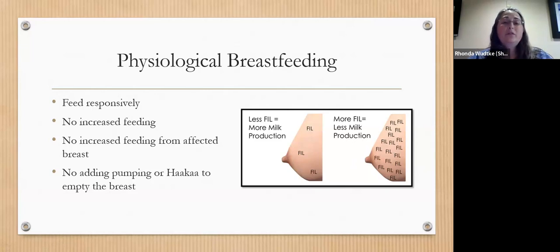When our babies are removing milk well and we're physiologically breastfeeding, we're making milk to what our baby is asking for. When our baby's feeding and then we're using the Haka and then we're pumping, we're telling our breast to make more milk than what we really need, setting them up for that hyperlactation and that dysbiosis. So when we are constantly keeping the breast empty, Phil is going to say, make more milk, which is why we don't want to be doing that. We talked about that already.